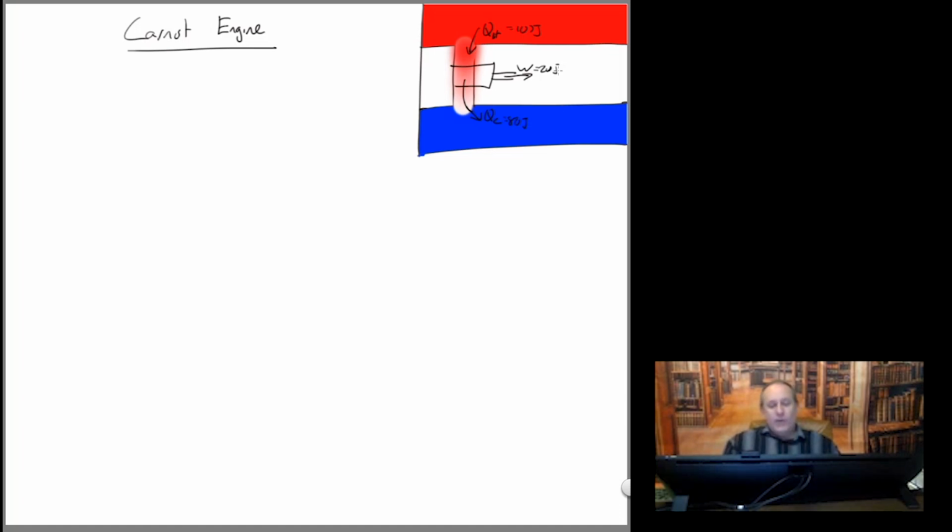Now, if we reverse this machine, maybe that machine runs kind of like that. Okay. So if we run it backward, then what happens is this reverses the flow of heat. And what we get is heat. Here, I'm going to copy this thing.